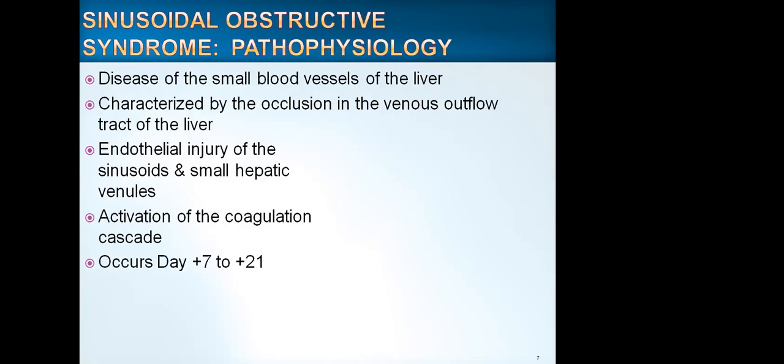So, pathophysiology: it is a disease of the small blood vessels in the liver. The liver's blood vessels get damaged, characterized by occlusion of the venous outflow tract of the liver, and endothelial injury happens in the vessels and soft tissues. There is activation of the coagulation cascade, and it usually occurs like VOD, typically post-transplant day 7 to nearly day 20-21.